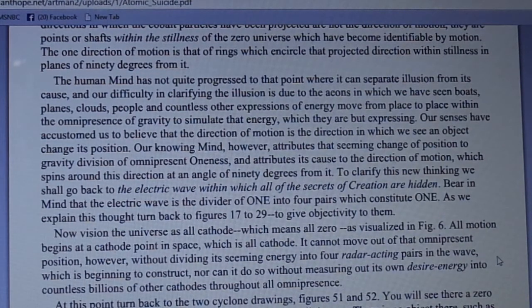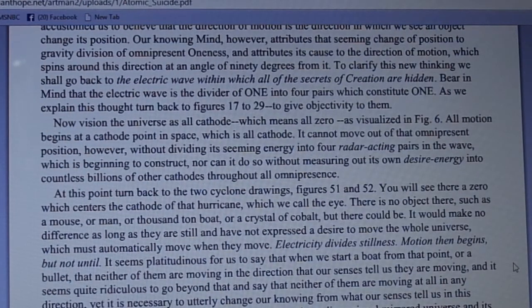It cannot move out of that omnipresent position, however, without dividing its seeming energy into 4 radar-acting pairs of the wave, which is beginning to construct, but nor can it do so without measuring out its own desire energy into countless billions of other cathoids throughout all omnipresence. At this point, turn back to the 2 cyclone drawings, figure 51, 52.